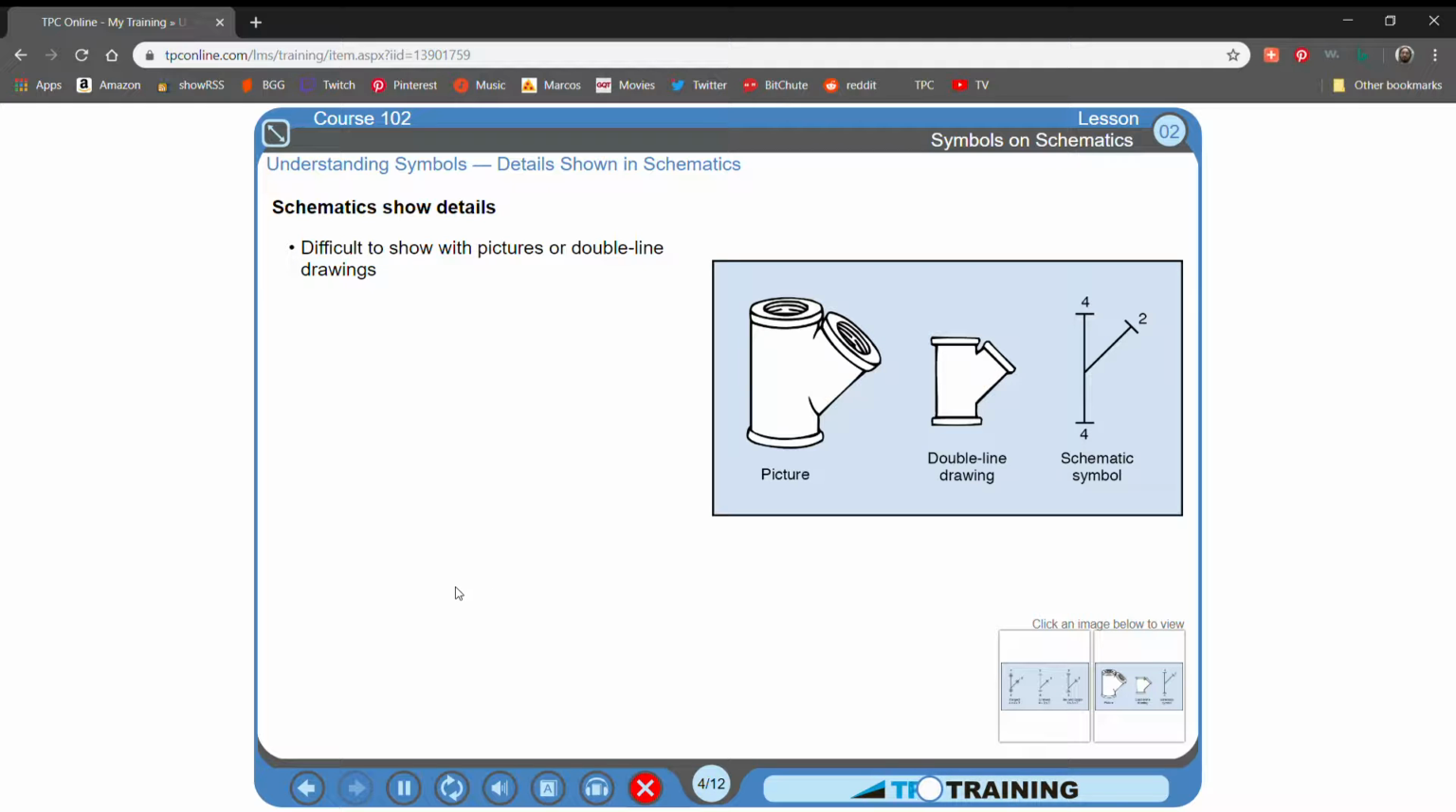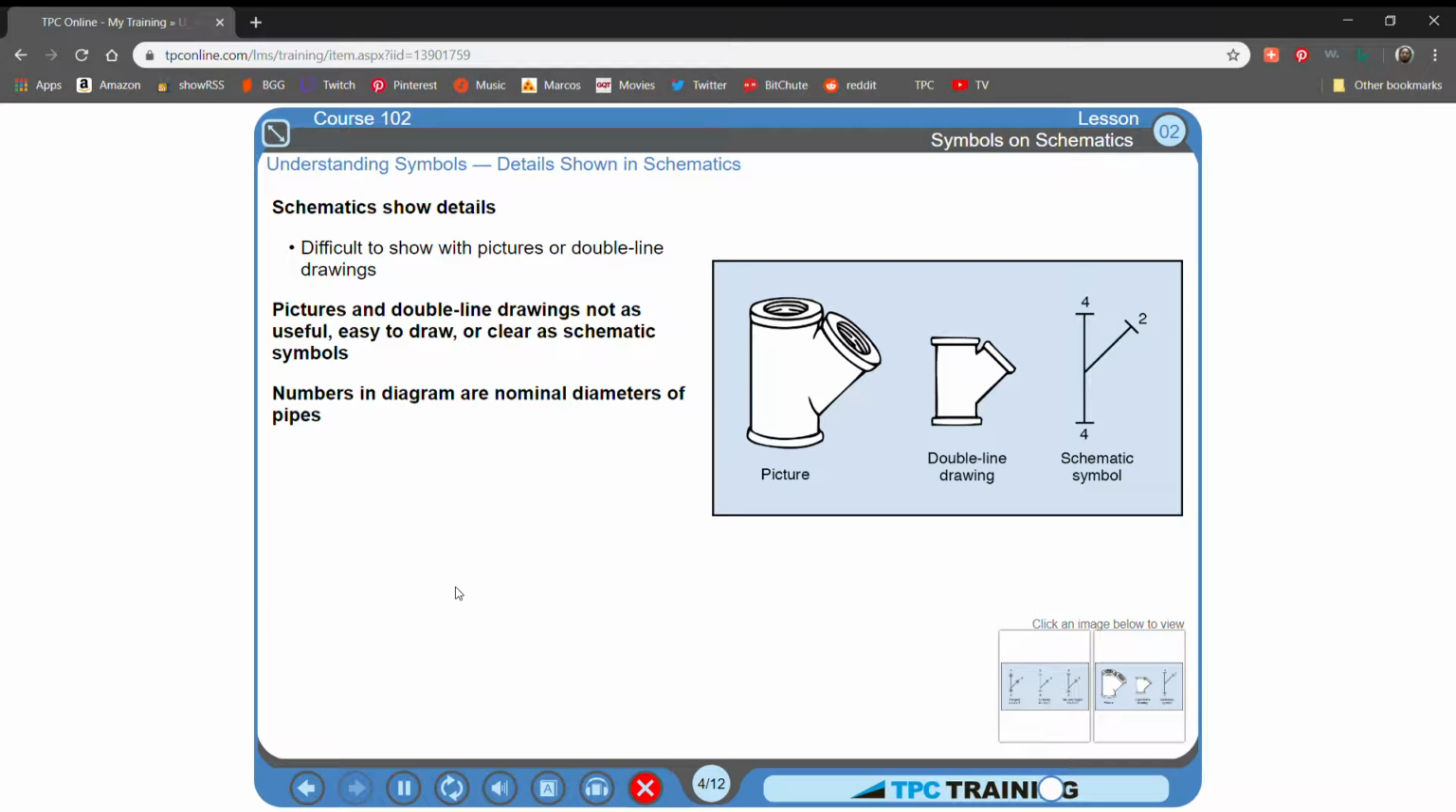The schematic symbols shown in this drawing include numbers. The picture and double-line drawing in this first example do not, but you can see that the numbers do not make the difference. Numbers could be added to the picture or to the double-line drawing, but even with numbers they would not be as useful, as easy to draw, or as clear as the schematic symbols.